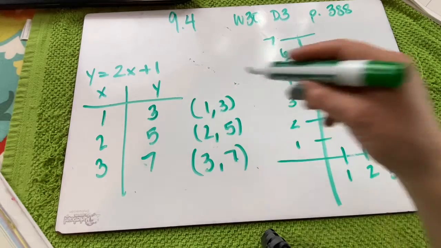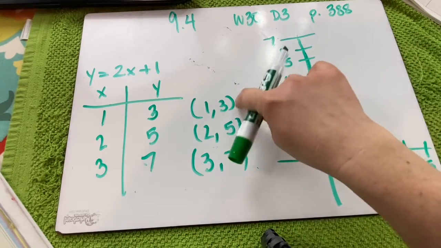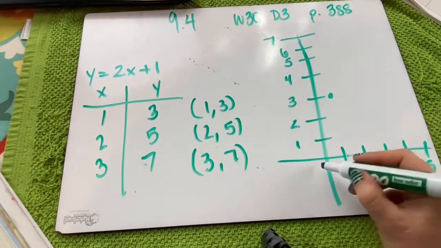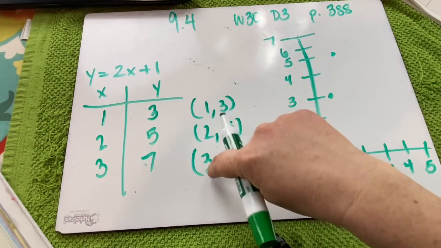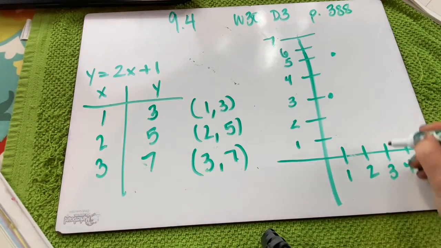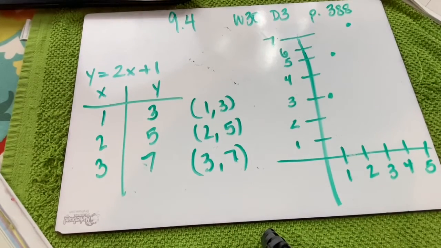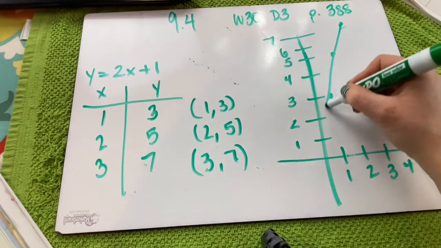Okay, so this one says 1 over up 3. So that's that first one right here. Okay, this one says 2 over up 5. So 2 over up 5. Okay, and this one says 3 over up 7. Okay, so here is this line that we graphed.